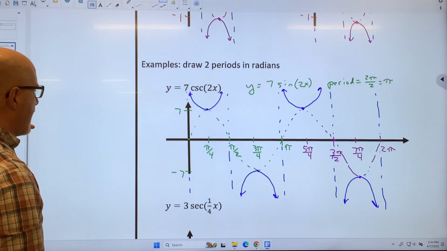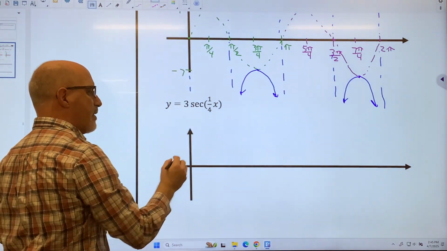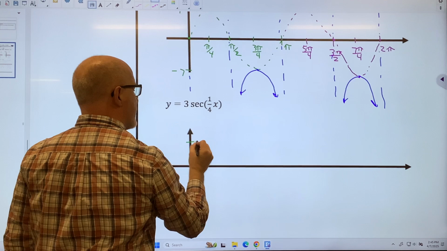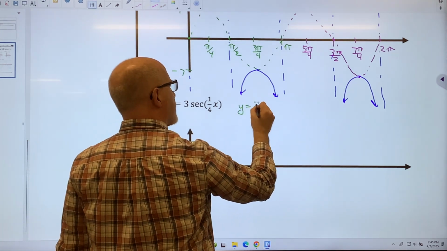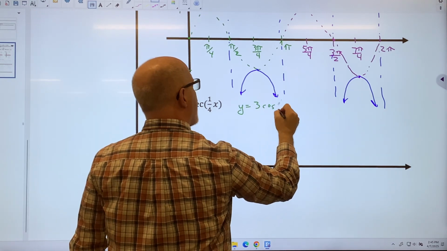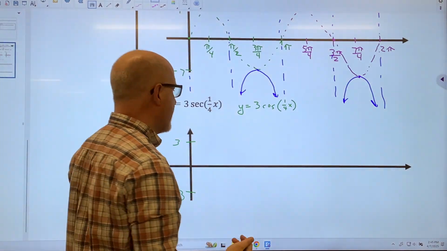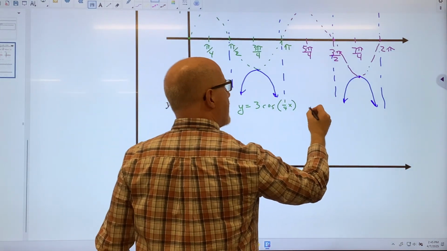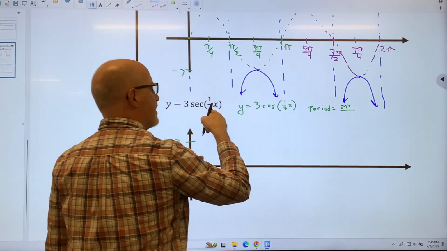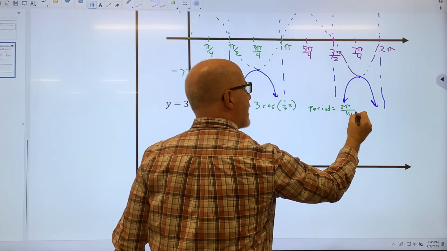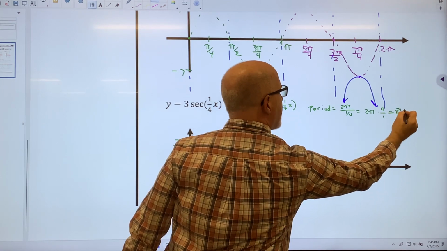All right, let's now look at the last one here with doing secant. So we'll do the same process. My amplitude of the reciprocal one is 3 and down to -3. So I'm going to be graphing y equals 3 cosine of 1/4 x as a guide for my graph. So my period is going to equal 2 pi divided by this interior number, 1/4 on the inside. That's 2 pi times 4/1, which is equal to 8 pi.